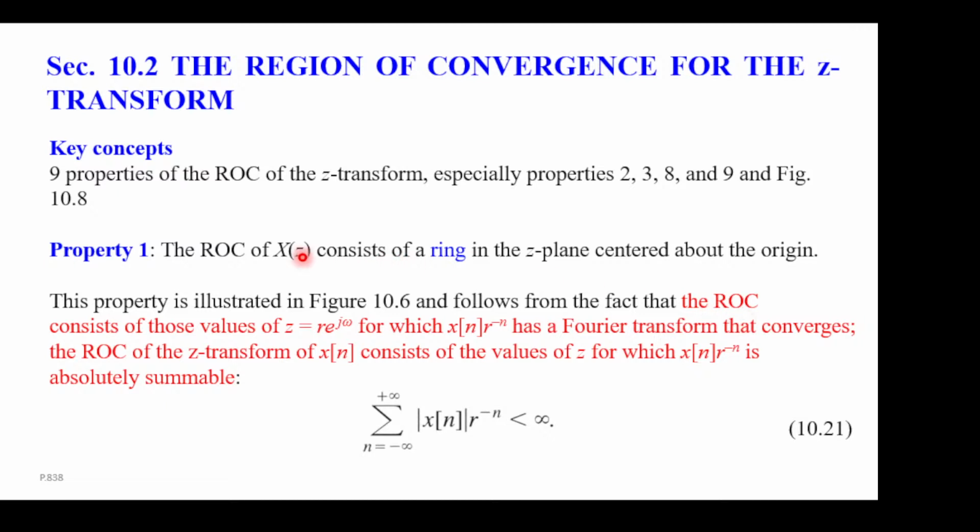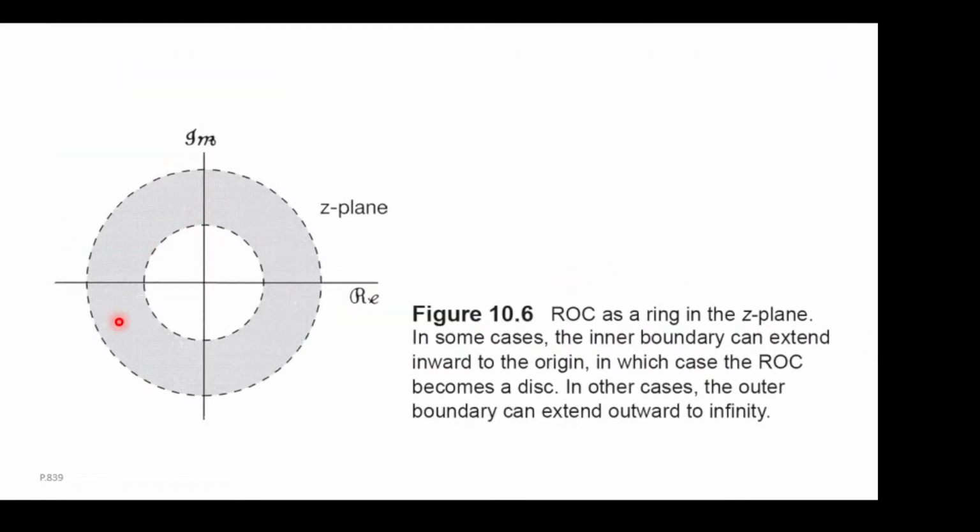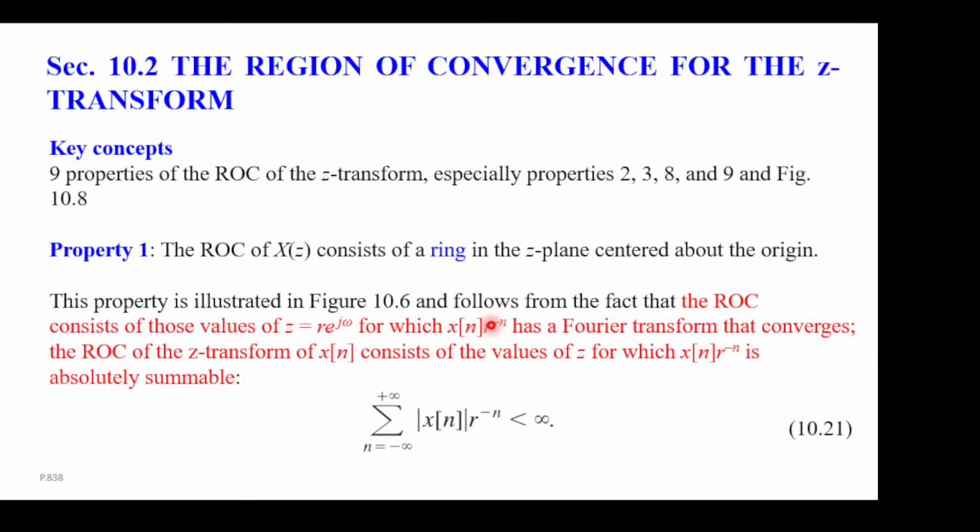And yeah, as we say, the ROC of X of z consists of the z rings in the z plane, and is centered around the origin. And just from the derivation we had before, the ROC consists of the values of z, and so we separate z equal to the radial part r times e to the j omega, and we think at some fixed r, the z transform is just a Fourier transform of x[n] times r to the minus n.